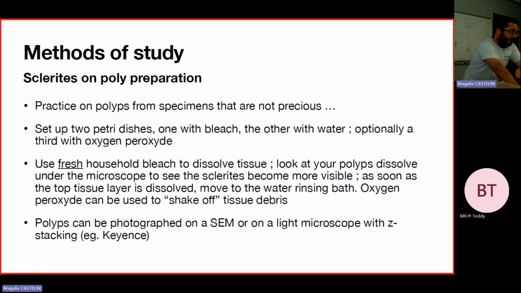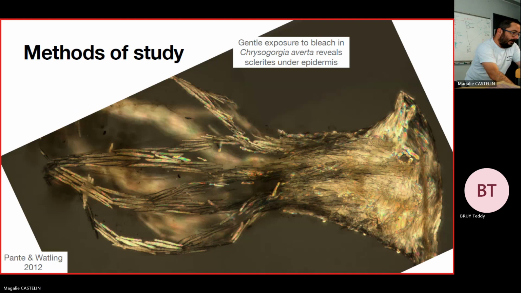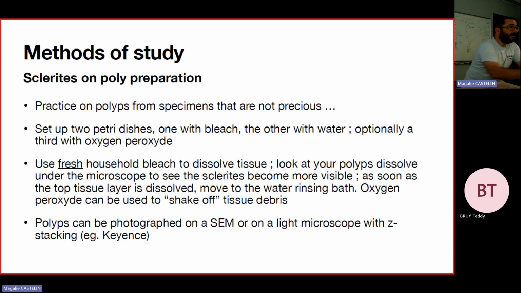So if you want to prepare a polyp that looks like this, then it's important to set up dishes that will stop the dissolution of tissue. You have a petri dish that has deionized water, and you can also have some hydrogen peroxide. I use fresh household bleach, because when it gets old, the bleach tends to be less active. It's not as good at dissolving tissues. And if you want to keep your bleach powerful, keep it in the fridge.